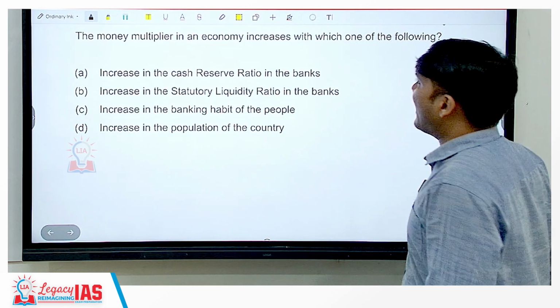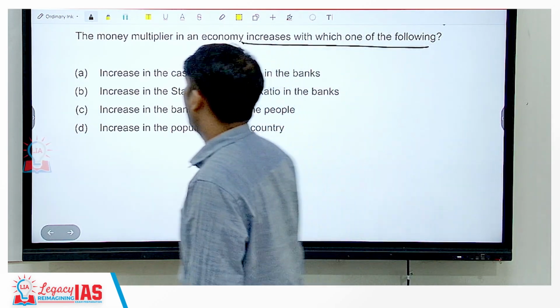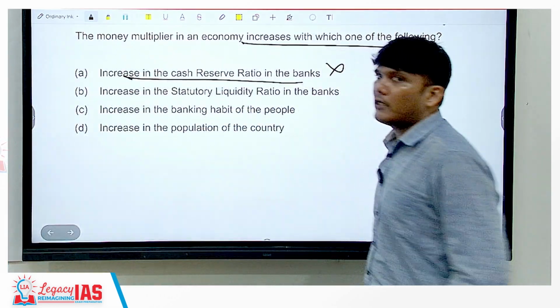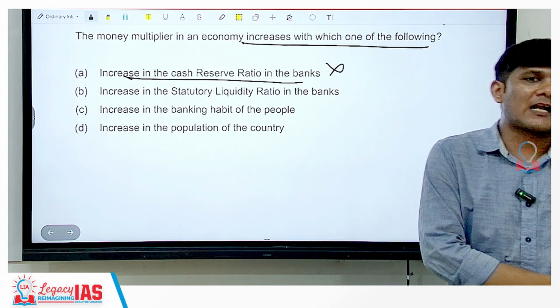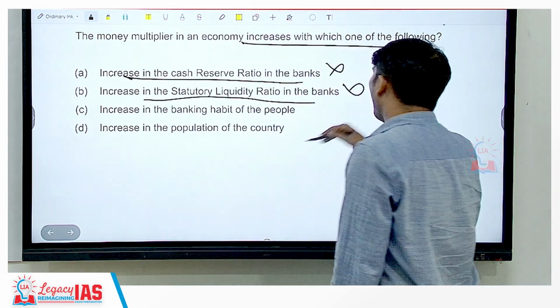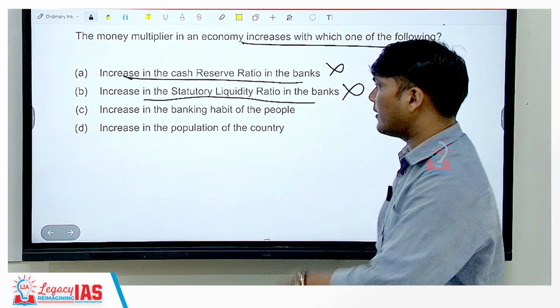The money multiplier in an economy increases with which of the following? Increase in the cash reserve ratio in the banks? No. If the cash reserve ratio increases, that means the banks have to keep more money with the RBI, so less money in the market. Increase in statutory liquidity ratio? No. Again, this is the amount they have to keep with themselves, so less money in the market.